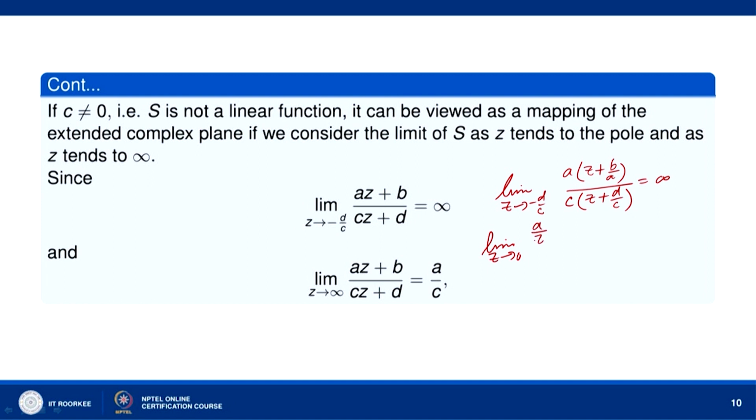So, (a/z + b)/(c/z + d), or we write it as the limit as z tends to 0 of (a + bz)/(c + dz). When z tends to 0, it goes to a by c. So, to determine the limit as z tends to infinity, we replace z by 1 by z in S(z) and then take the limit as z tends to 0.